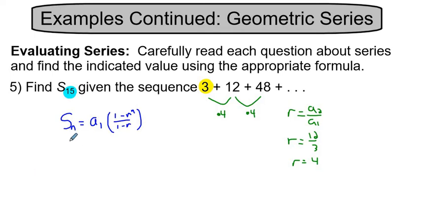So now we just have to fill in the information into this formula. S of 15 is equal to 3 times 1 minus 4 raised to the 15th. That's going to be big. Divided by 1 minus 4 in parentheses. Make sure your r's are in parentheses.